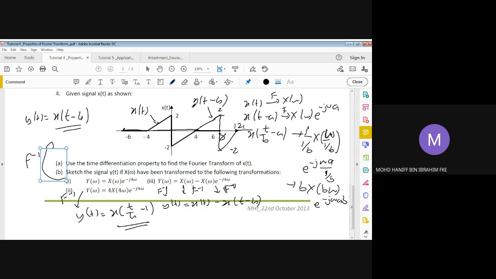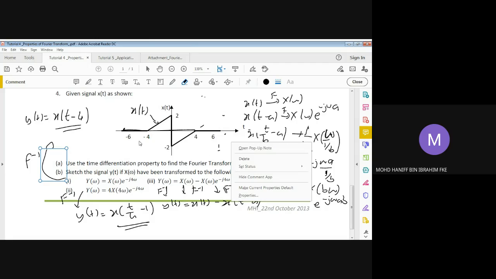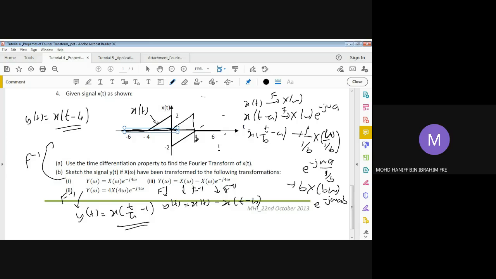Okay, so I hope you can try to do this on your own. Sorry, I think it's my mistake. I apologize. I think I made a mistake. This is not the x(t minus 4). Sorry. It's supposed to be the signals. Okay, all right, that's the one. Sorry for that.